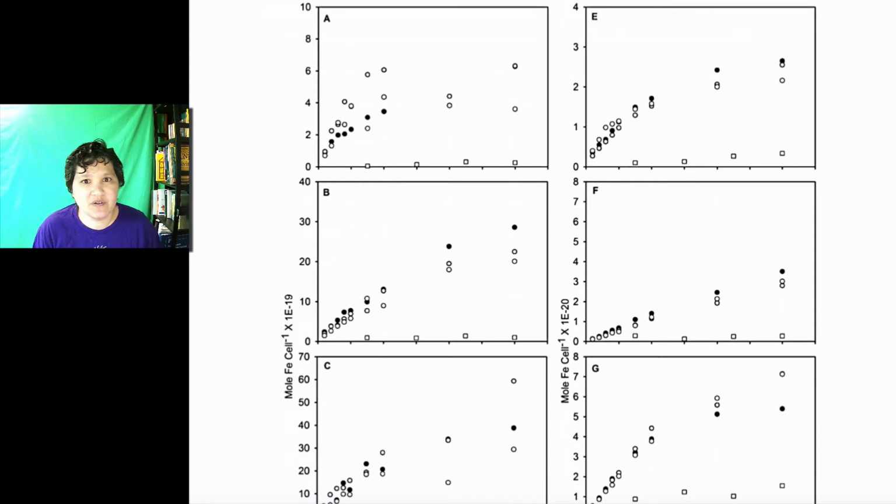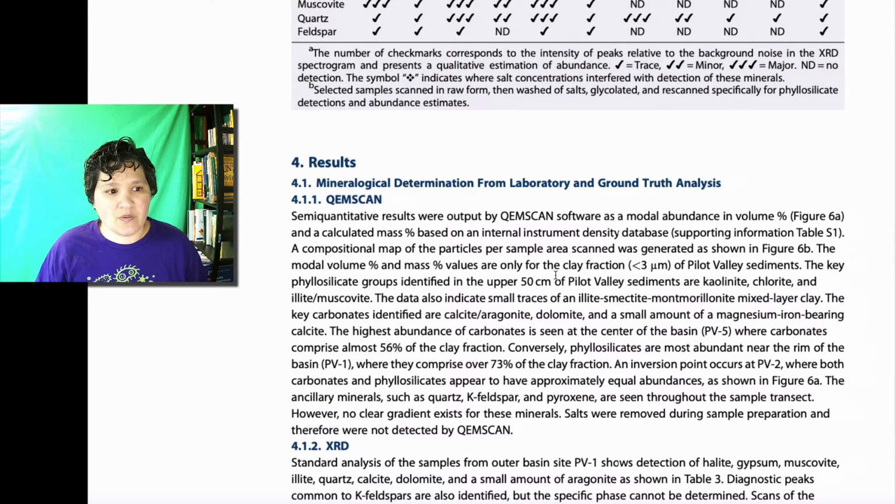But what I want to do is go ahead and look at the Lynch paper, which looks at something completely different. There's a reason I'm looking at two very different papers, just so you could see what else you could throw into a results section. So, results starts with QuemScan.